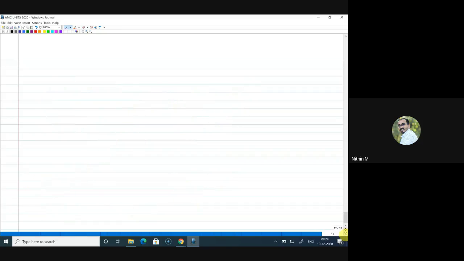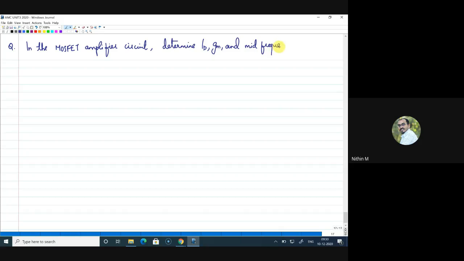So let's go to the next question. This is a question, so you can solve this along with me. In the MOSFET amplifier circuit, determine ID, GM, and mid frequency gain. We already did these things in unit 1. Now this is a full question.